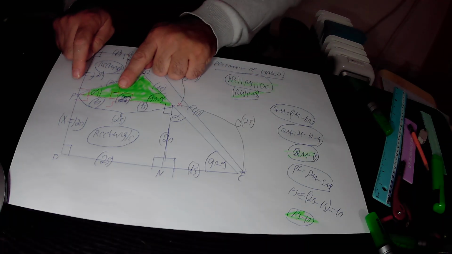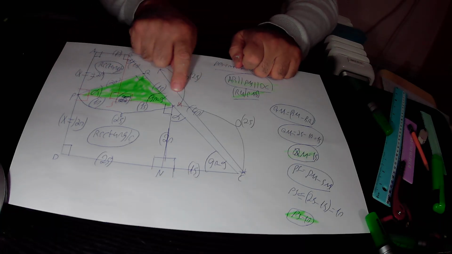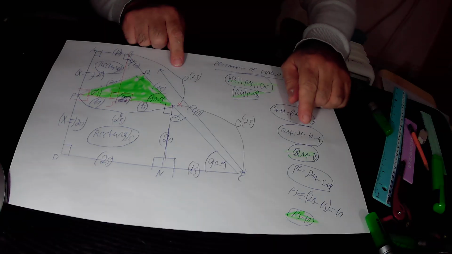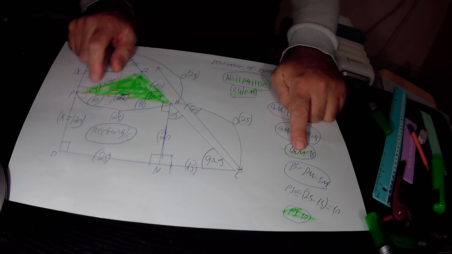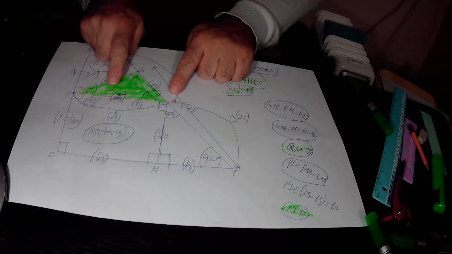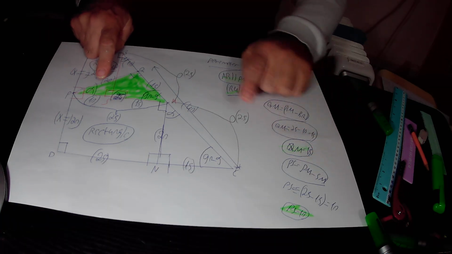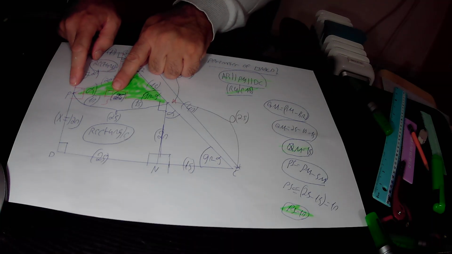What is the length of this piece, PS? PS in total equals PM minus SM. So PS equals PM, that is 25, minus SM, that is 15. So in total, PS equals 25 minus 15, that is 10. So PS equals 10 units in length.